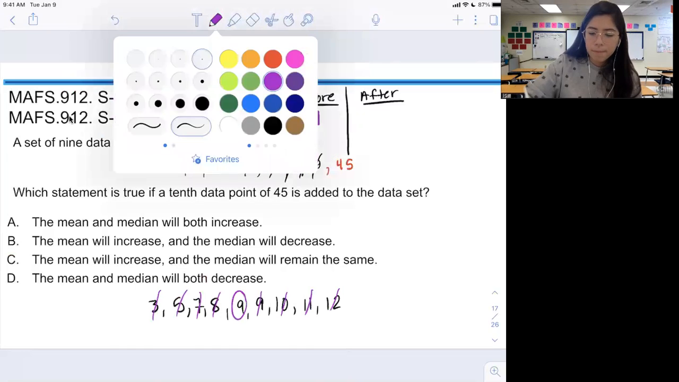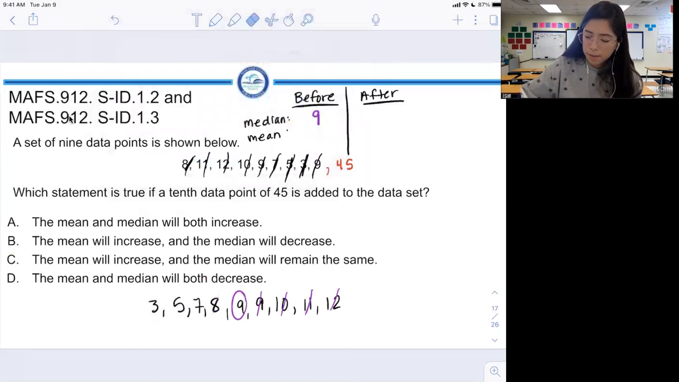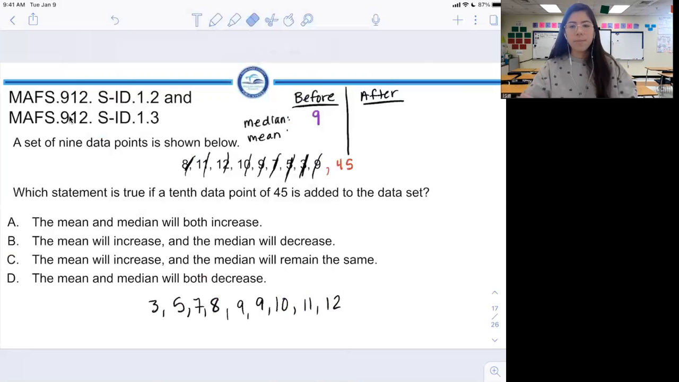What about the mean? Let's add them up. Take a calculator out. 3 plus 5 plus 8 plus 7 plus 8 plus 9 plus 9 plus 10 plus 11 plus 12. I got 74. Yeah. Divided by 9 numbers, that's 8.2222. Good, 8.2. So the answer is C. We don't know yet, because now we're going to add 45.